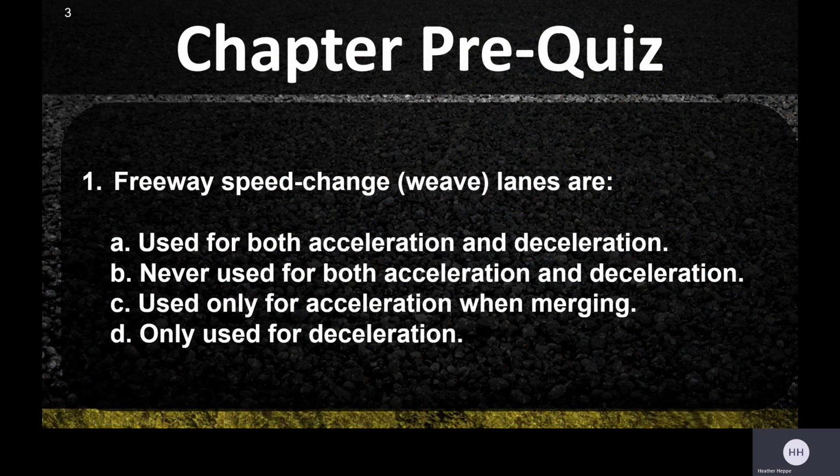So again, as we've done in previous units, you're going to write the answer to this chapter pre-quiz and have it prepared for the final email at the end of the unit. So question number 1: freeway speed change or weave lanes are A, used for both acceleration and deceleration, B, never used for both acceleration and deceleration, C, used only for acceleration when merging, or D, used only for deceleration.